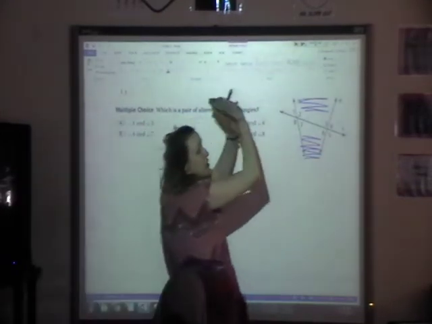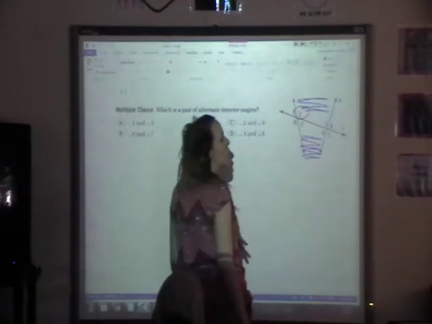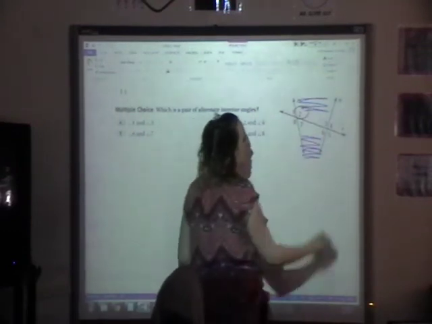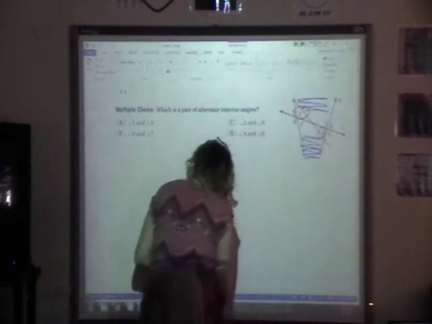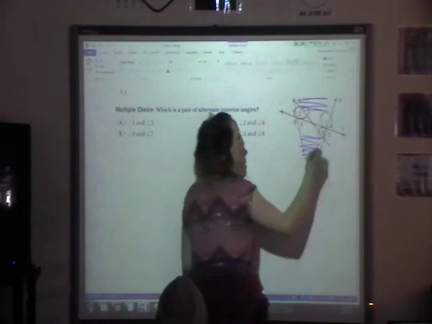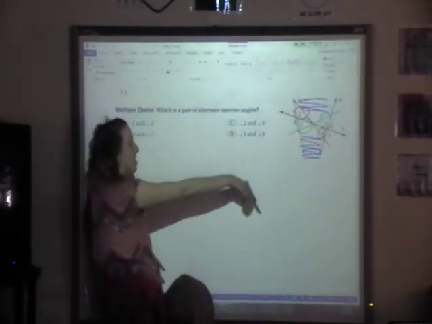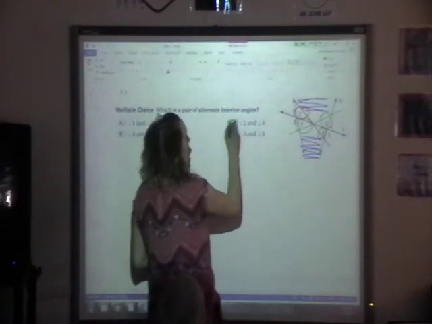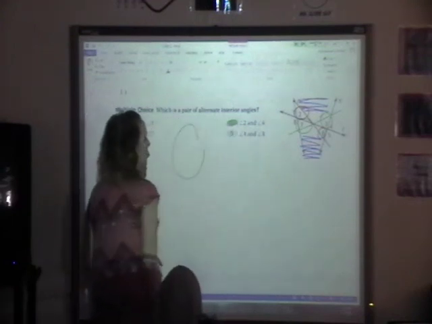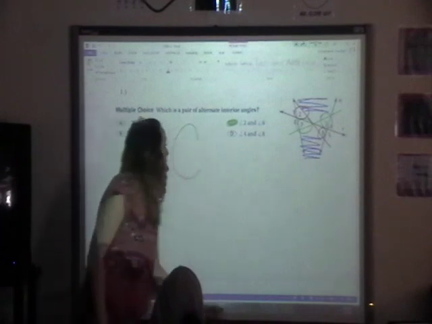So let's just talk about it and then we can figure out A, B, C, or D. So angle 2, who is opposite of angle 2? 6. Then we also know that angle 3, who is opposite of angle 3? So we either need to have 2 and 6 or 3 and 7. That looks like it's 12.